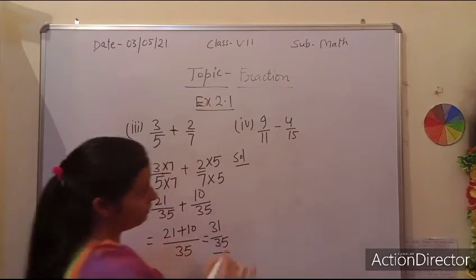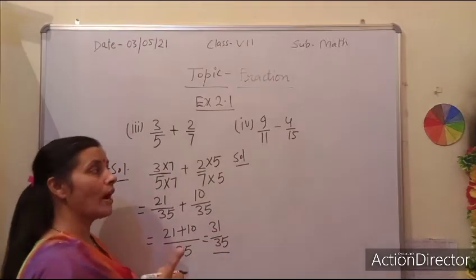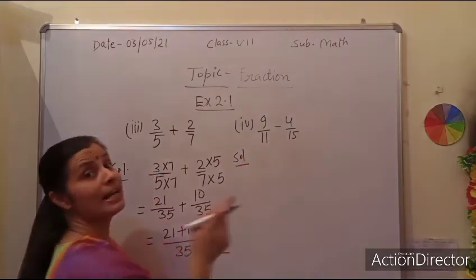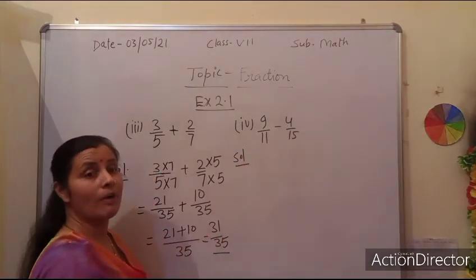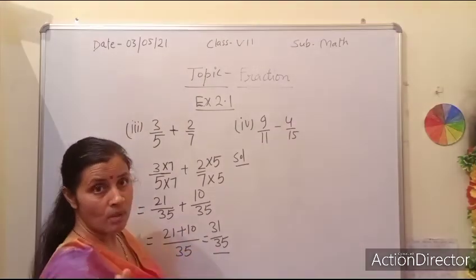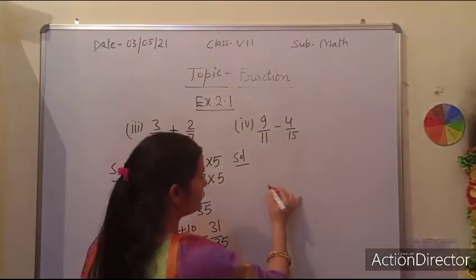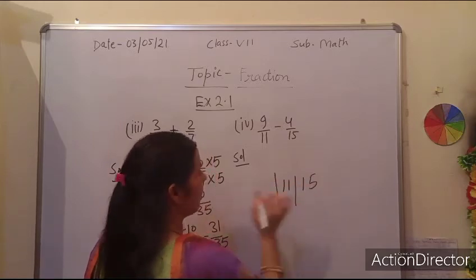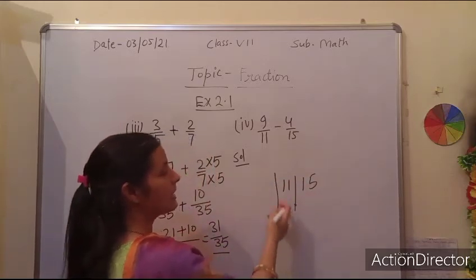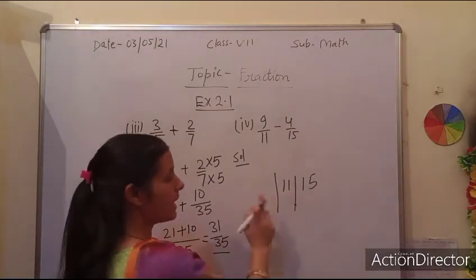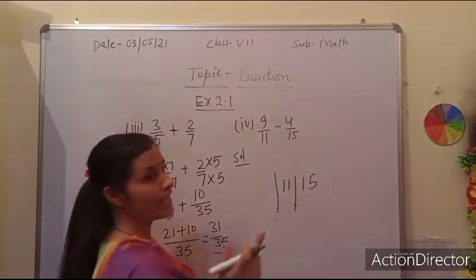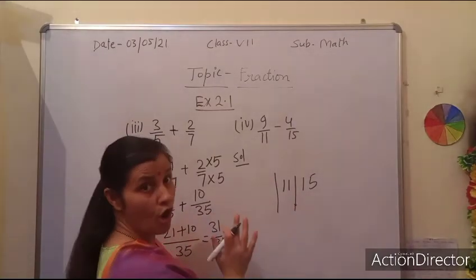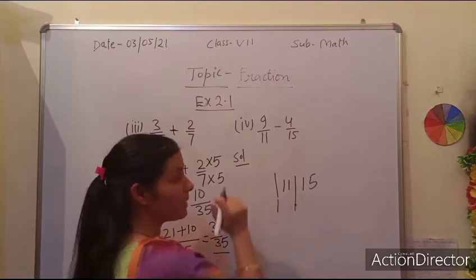Now come to the solution of number 4. Now here is 11 and 15. So how do we find the number which we will multiply with these numbers to get the same denominator? Again we will find that number by the process of LCM. So how to find the LCM of 11 and 15? Now you can see these numbers are odd numbers. We cannot find a common number to divide these numbers because these are odd numbers. 11 is also a prime number.